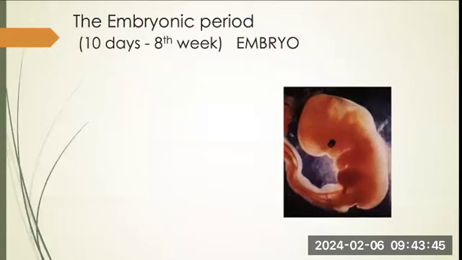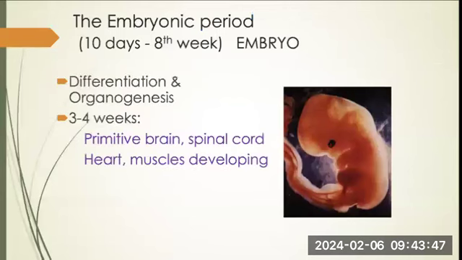Okay, so that is what an embryo looks like. So what happens in the embryonic period? Differentiation, as I mentioned, from the ectoderm, the endoderm, the mesoderm, and organogenesis. So many of the terms that we use, you can actually break it down. So organo, organs, and genesis is the beginning. It's the beginning of organ formation.